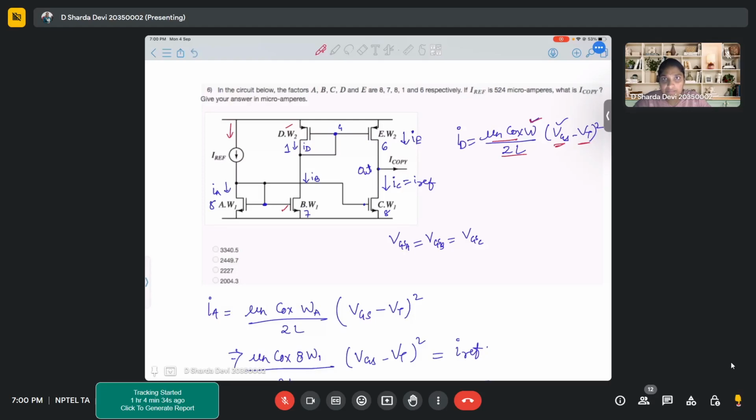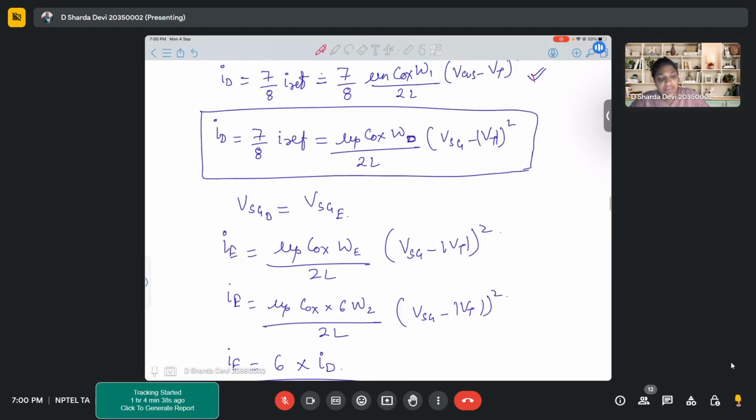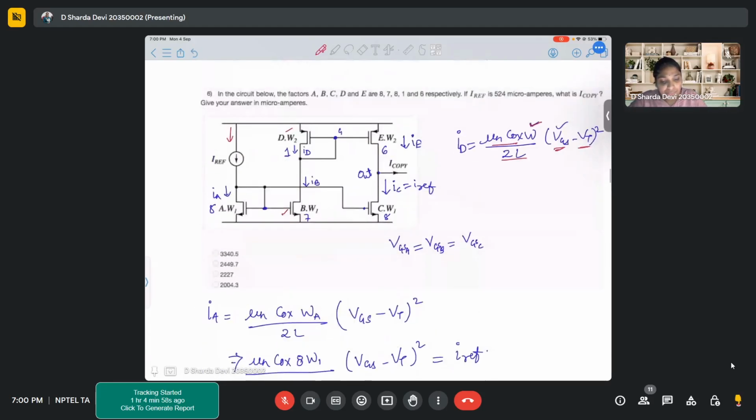So in place of WT, I'll simply replace it with 1 times W2. Right? So 1 times W2, mu P Cox by 2L, VSG minus VT whole square, will give me 7 by 8 times IREF. Now again, coming back to the same circuit.